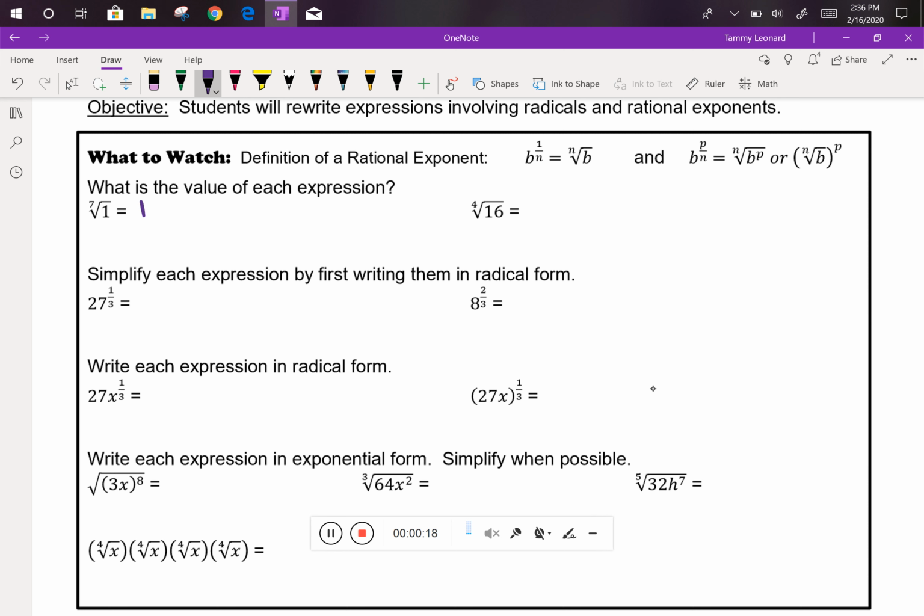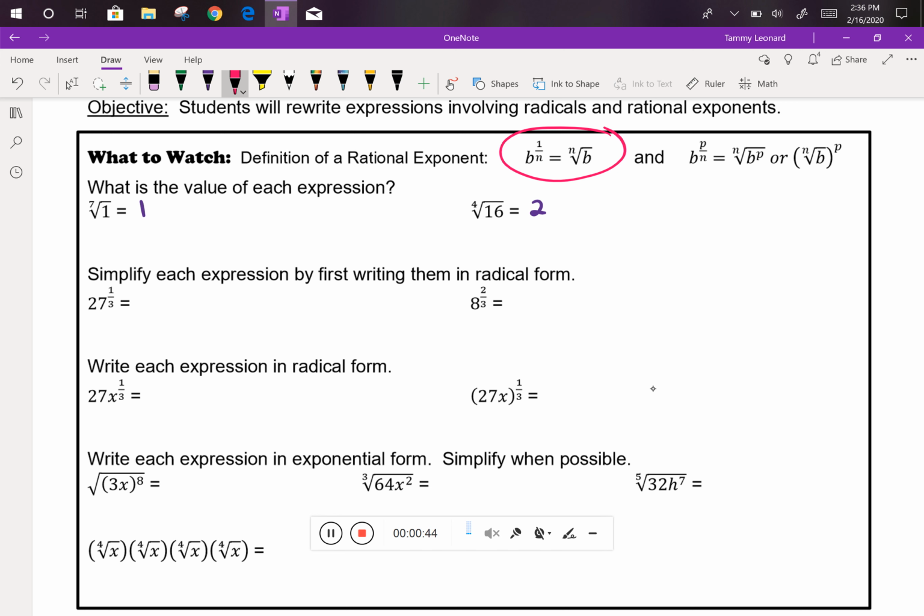The next problem says the 4th root of 16. Well, that's on our list of numbers that we learned. We know that 2 to the 4th is 16, so the 4th root of 16 is 2. Now, this number is a good opportunity for us to introduce this definition up above. B to the 1 over n is equal to the nth root of b. Let's see what they mean here.